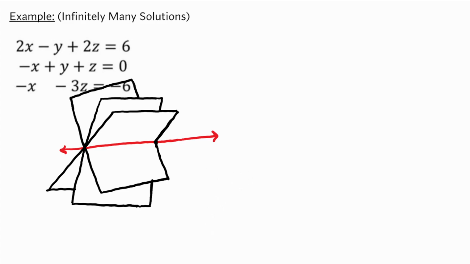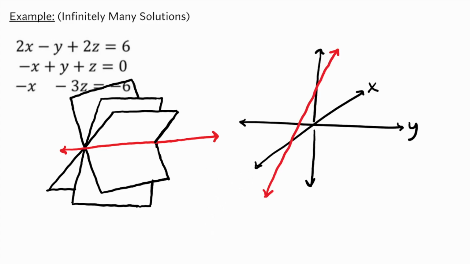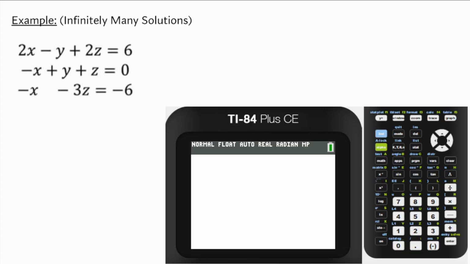Without getting too much into 3D algebra, which is not the focus of this course, our solution space might be like a line in 3-dimensional space. So I'm going to need to show you how to write the equation of a line in 3-dimensional space. But the preview is it's going to have one free variable. So let's enter this into our calculator and see what we're going to get.